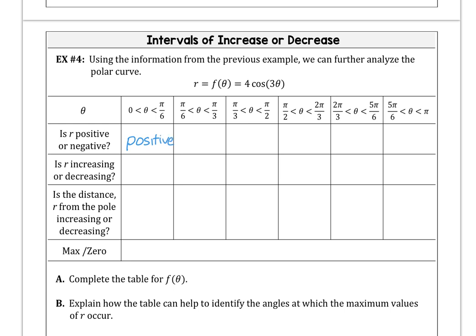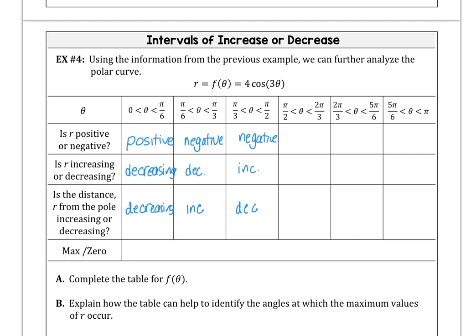And is r increasing or decreasing? Well, it was decreasing because it was going back to the origin. So that means the distance was decreasing. And then in the next segment, the r value was negative, and it stayed negative through the next interval. The r value was decreasing, and then it changed to increasing. So the distance from the pole was increasing here and then decreasing in the next interval.